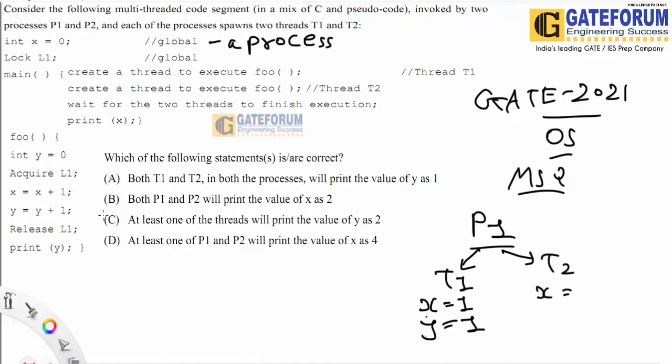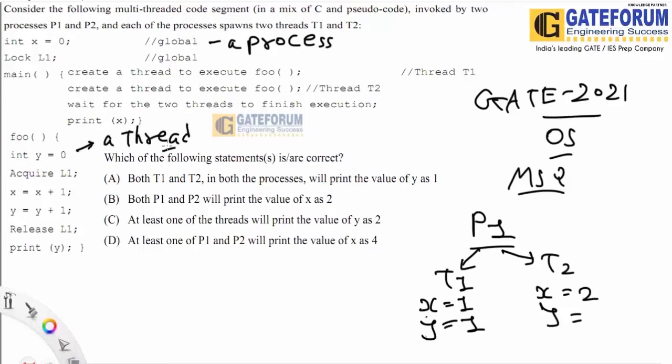The value of x is global for the entire process. Already T1 has incremented the value of x by 1, so it will increment the value of x to 2. And the value of y is local for each thread. Each and every thread executes foo, which is a method executed by each specific thread. That's why y is local to each thread.